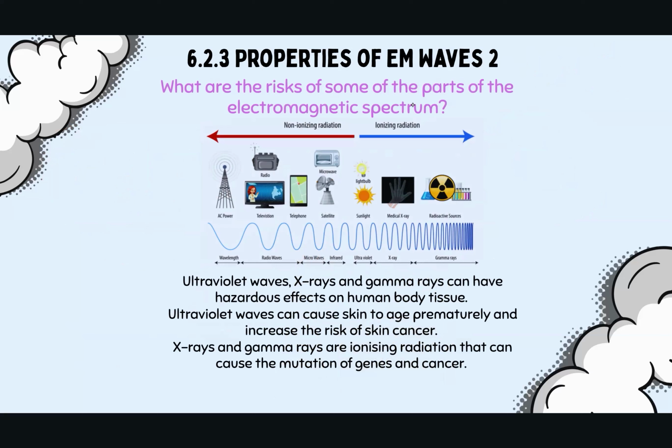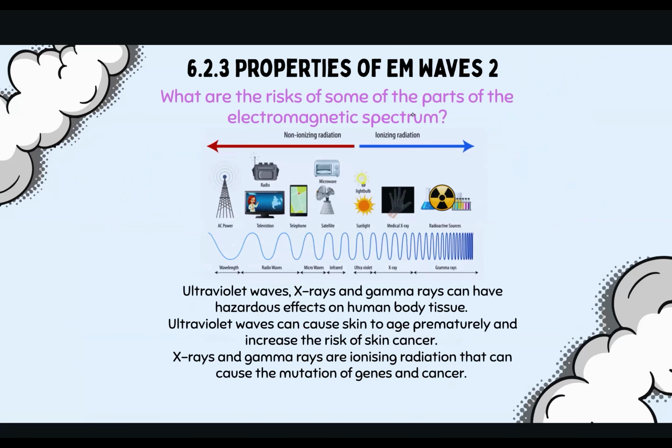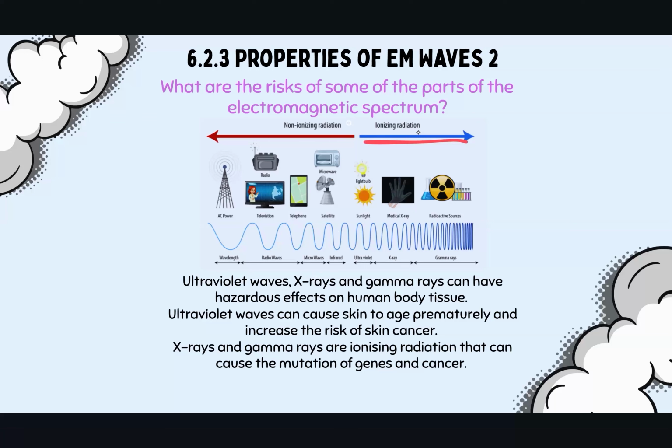So what are the risks of some of the parts of the electromagnetic spectrum? So you've got ultraviolet waves, X-rays and gamma rays are high in energy and they are ionizing radiation. Visible light, infrared, microwaves, radio waves, they're not really ionizing. So that means if the UV, X-ray, and gamma are ionizing, they can have hazardous effects on the human body tissue, as in they can cause bonds to be broken and leave what would look similar to a burn.